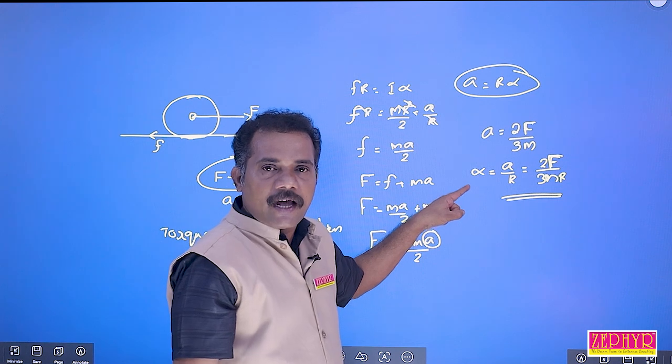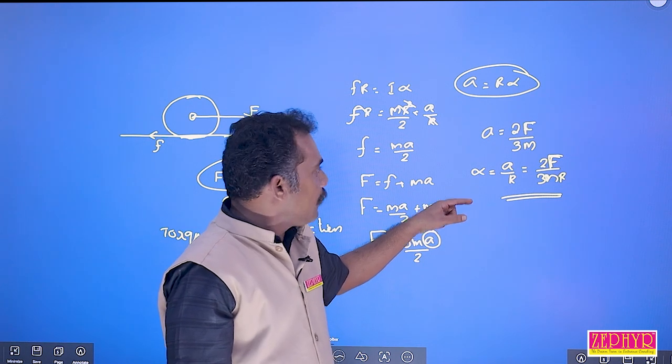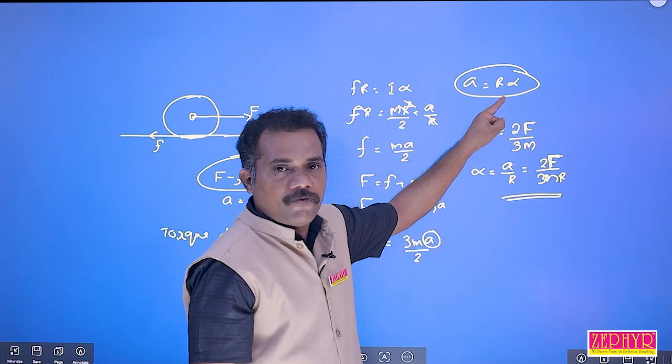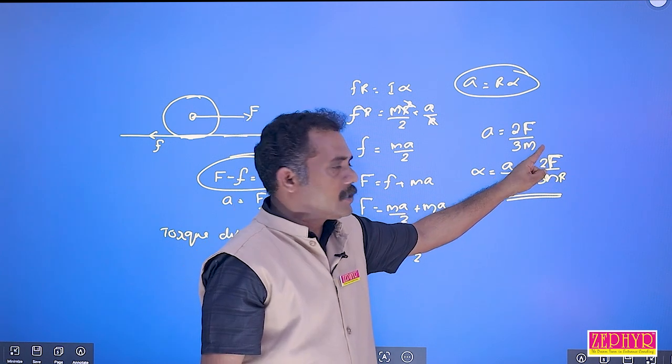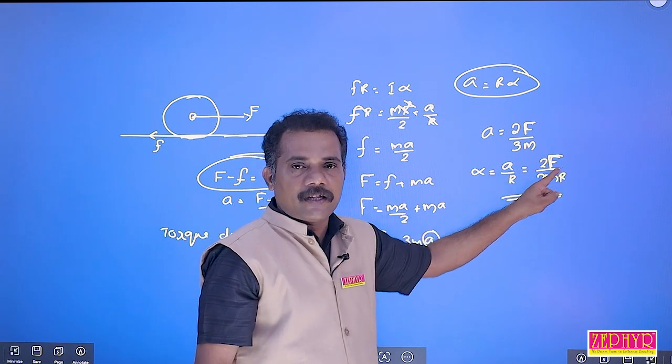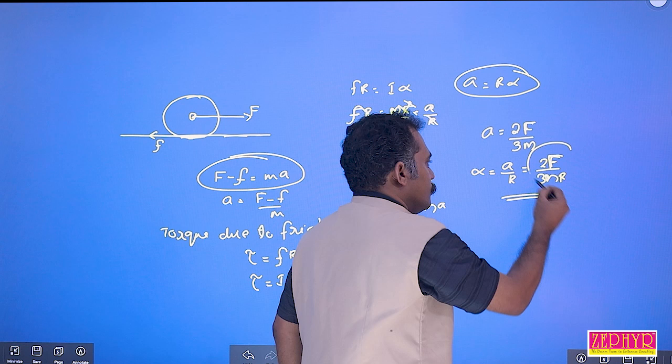So we want to find the angular acceleration alpha. Alpha equals a by R. From this, alpha equals a by R, so in the denominator there is an R. So 2F by 3mR is the answer for the angular acceleration.